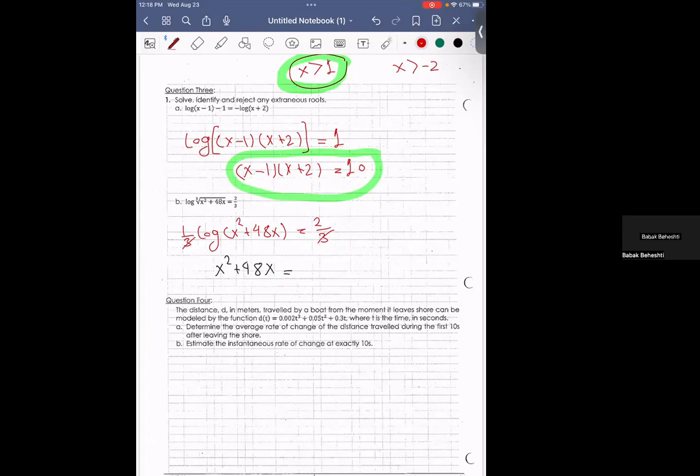You say log of something is equal to 2. That means if log of something is 2 and the base is 10, then x squared plus 48x must be 100. That's it.